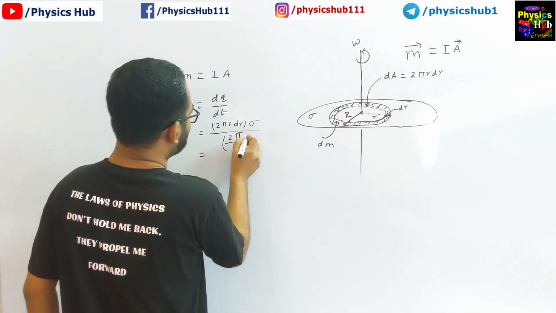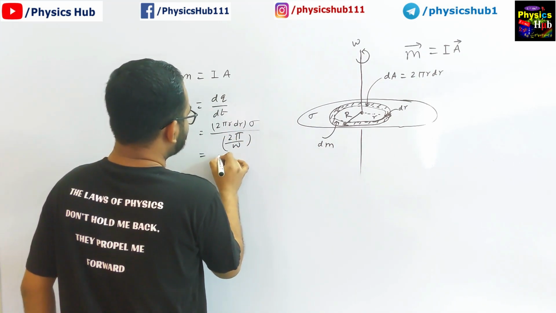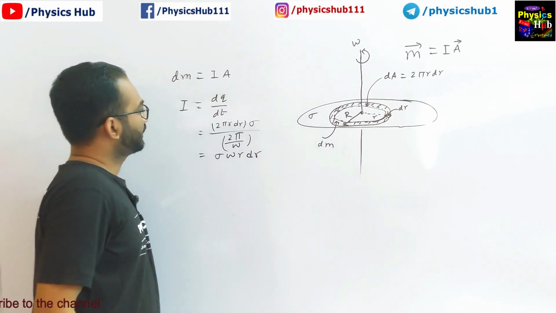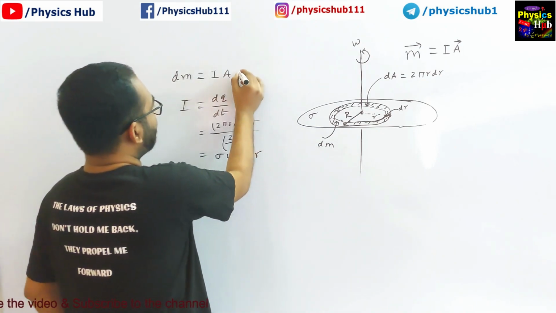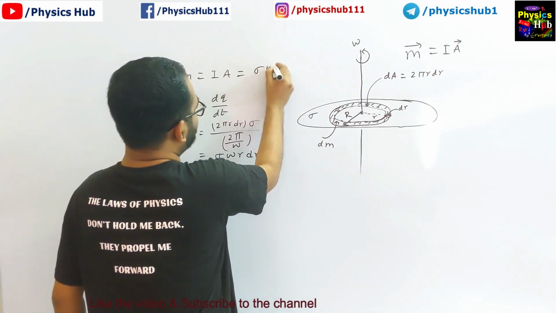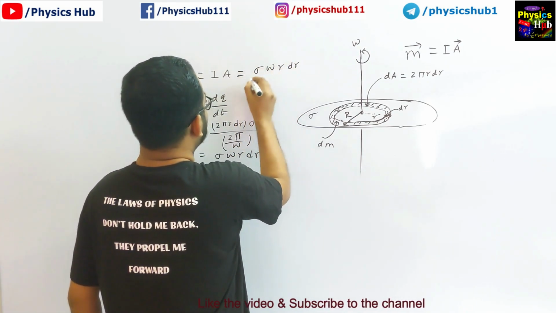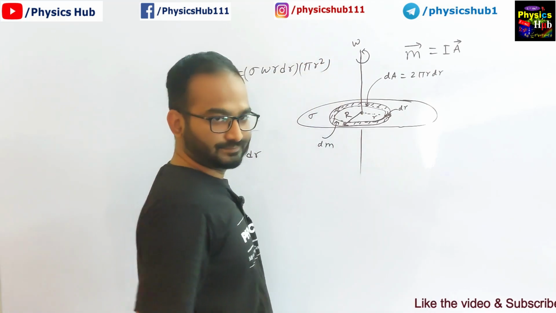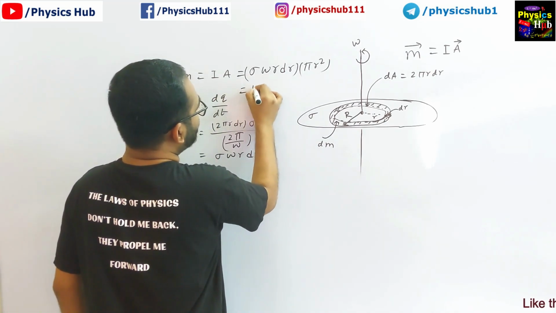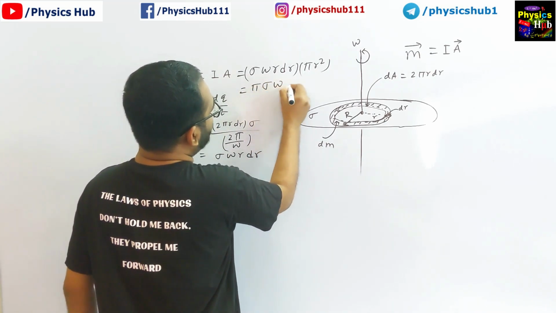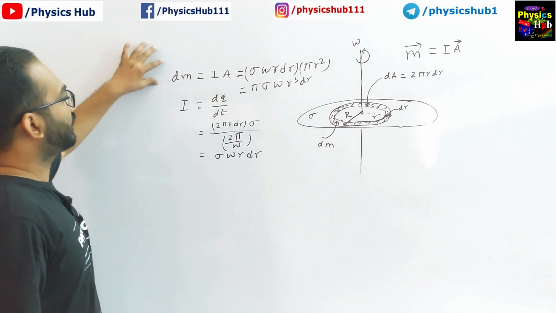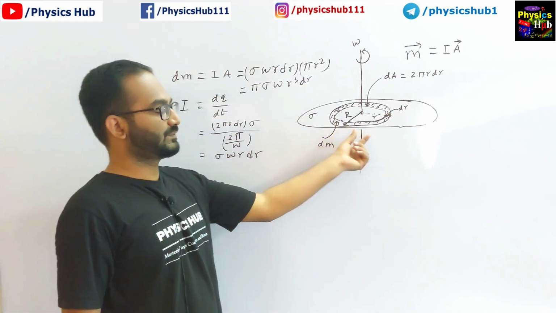So that is why we get this. The 2 pi gets cancelled. So I is equal to sigma omega r dr. Let's put the value here: I is sigma omega r dr, and the value of A is pi r squared, right? So this is equal to pi sigma omega r cubed dr. This is the amount of magnetic moment for this infinitesimal strip.